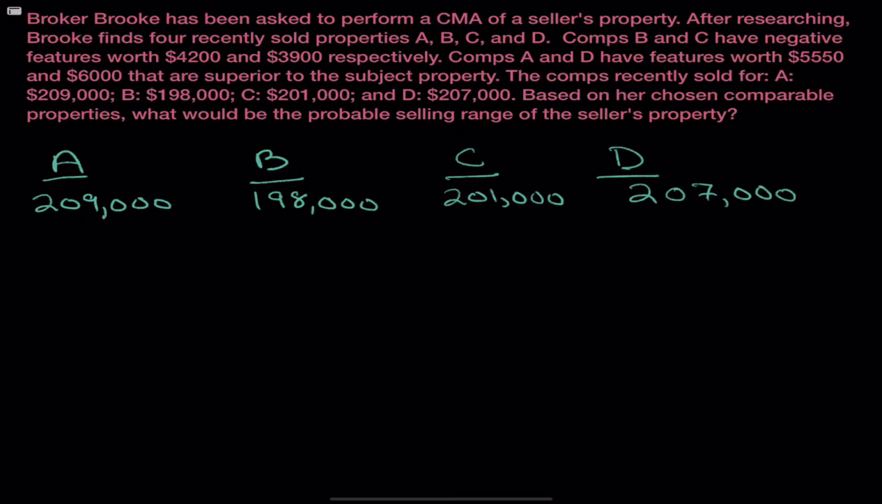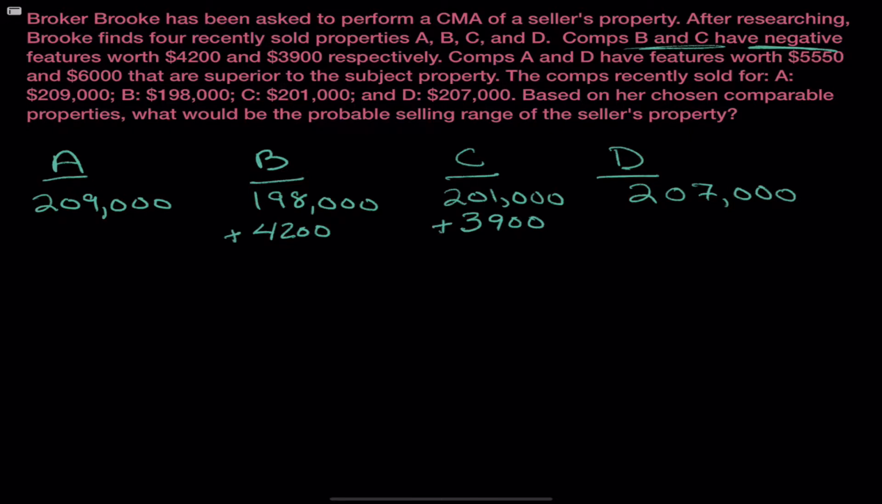So we have a subject property, and our goal is to make our comp properties match that subject property. So you'll see in the third sentence that comps B and C have negative features. These negative features are going to be worth $4,200 and $3,900. The question here is, do we want to add value to our comps or do we want to subtract values from our comps? Well, if they have negative features, that means we need to add. It means that maybe these houses didn't have a bathroom or they didn't have a garage. So we've got to make these comps match. We want to add these amounts.